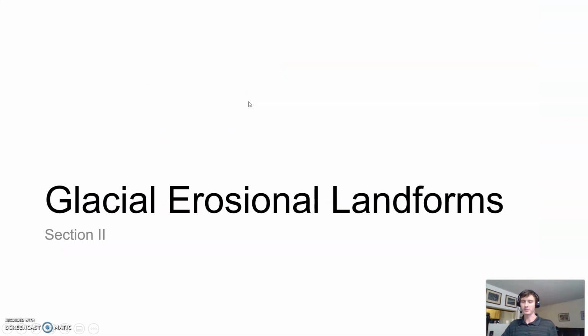Next section, stick around, we're going to be talking about some of the landforms that result whenever you have glacial erosion and carving of, say, a mountain range.